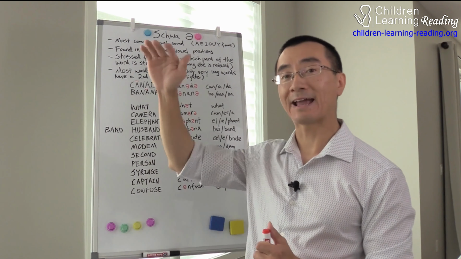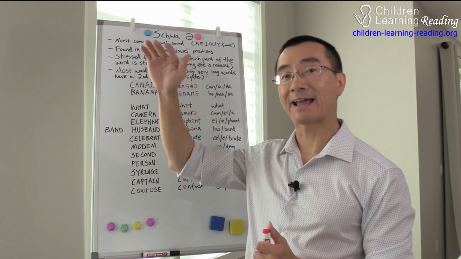Okay, next word. Camera. Where do you think the stress is? I haven't marked it on here. It's here. Don't look at it. That's cheating. Okay, so camera. Where do you think it is? Camera. Okay? So this first A is a stressed vowel position, whereas the E and the last A are the schwa positions.